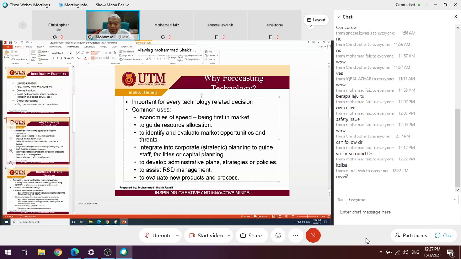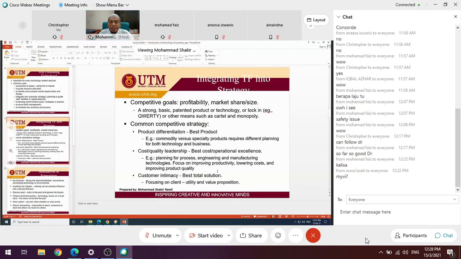Integrate into corporate strategic planning to guide staff, facilities, and capital planning. To develop administrative plan, strategies, policy. To assist R&D development, management. To evaluate new products and process. Okay, this is an example of integrating technology forecast into strategy, the corporate or strategic plan of the company.